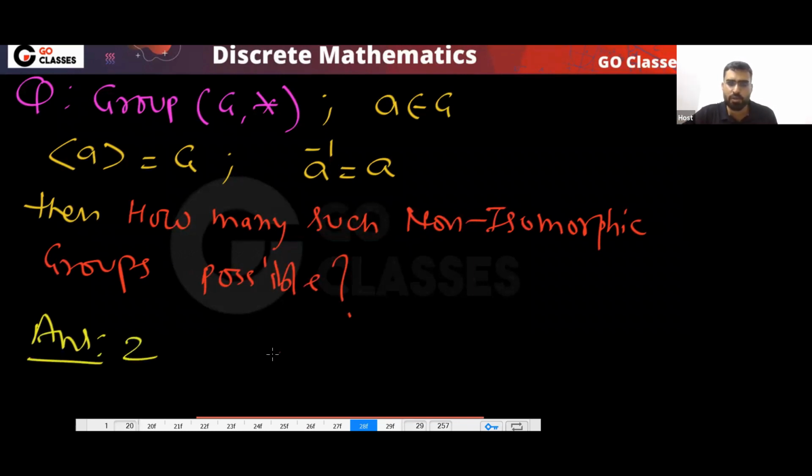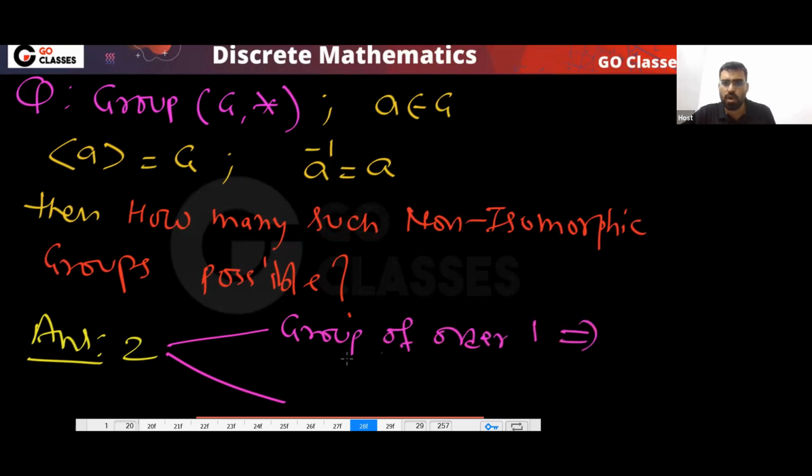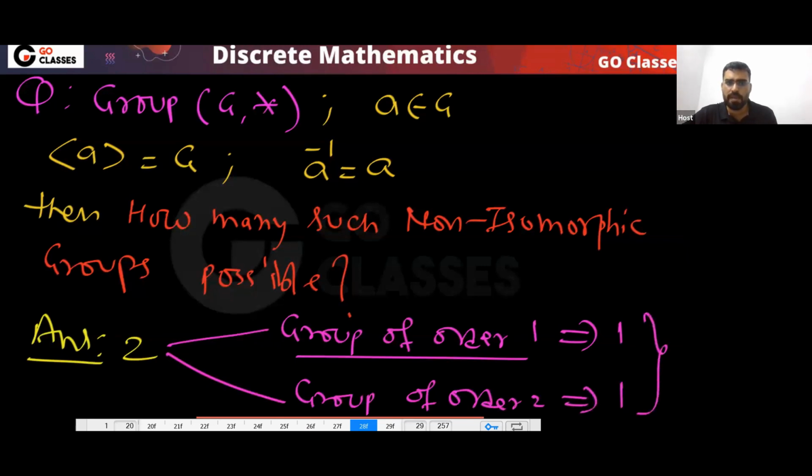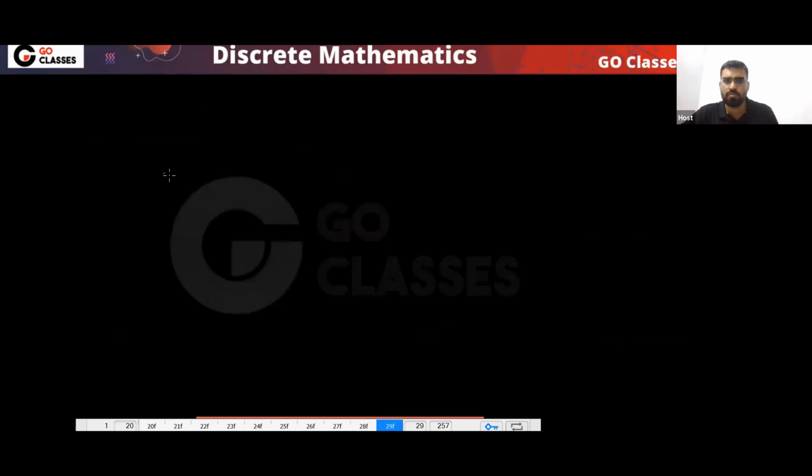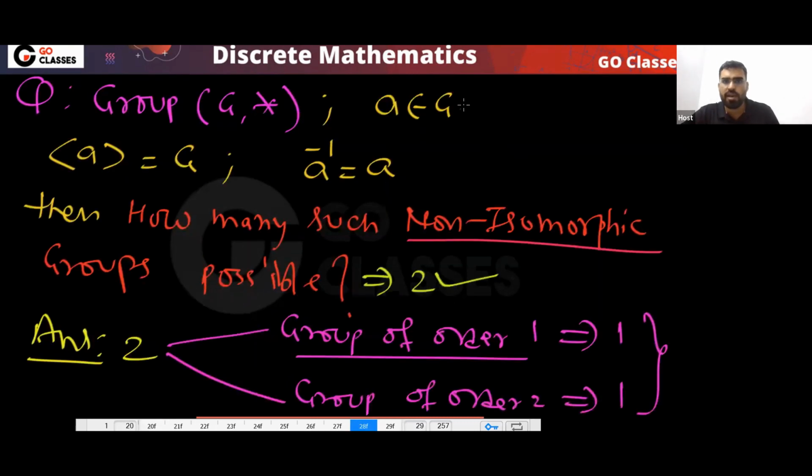Because, a group of order 1: how many groups? Only one group. And how many groups of order 2? That is also 1. Is this clear? So the answer will be only 2. Two non-isomorphic groups are possible, a group of order 1 and a group of order 2. You already know that a group of order 1 has only one template, and a group of order 2 has only one template. So I can say that every such group is abelian. Yes, correct.